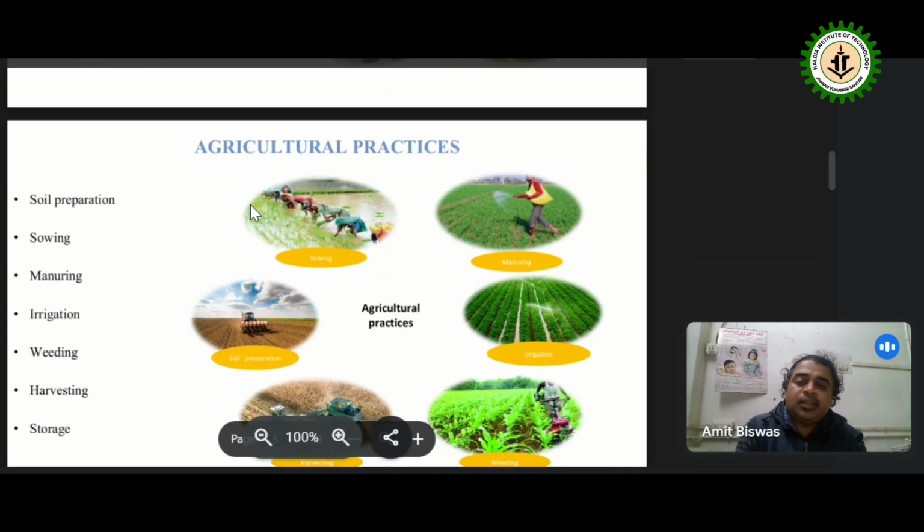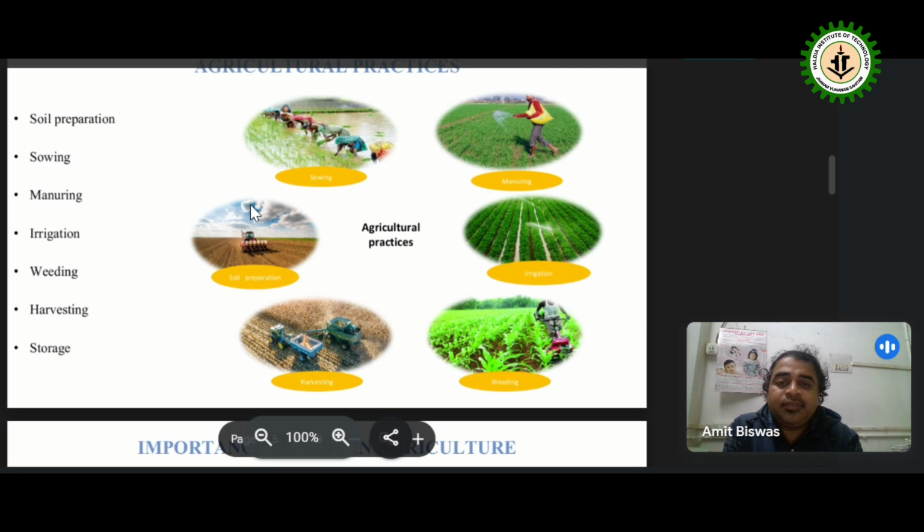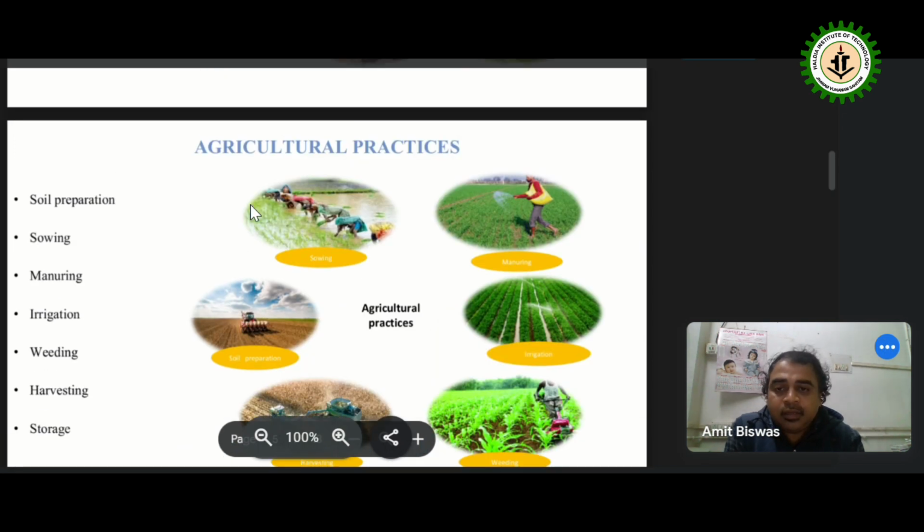So now the agricultural practices. What are the different agricultural practices which are commonly used? First one is the soil preparation. After that, sowing, or after that the transplanting in case of rice. And after that, manuring, irrigation, weeding, harvesting, storage.